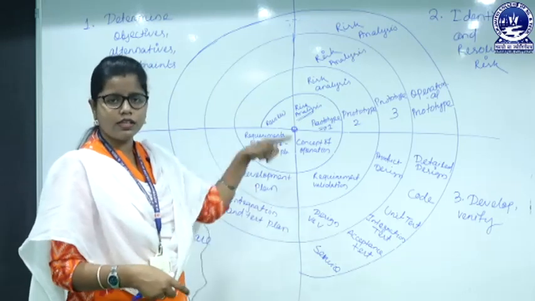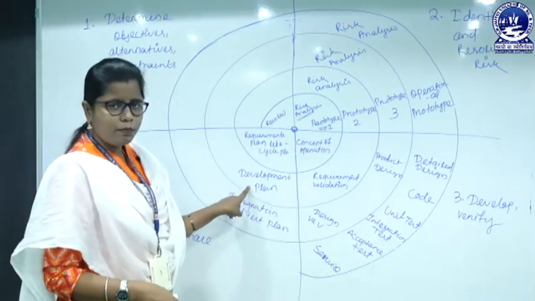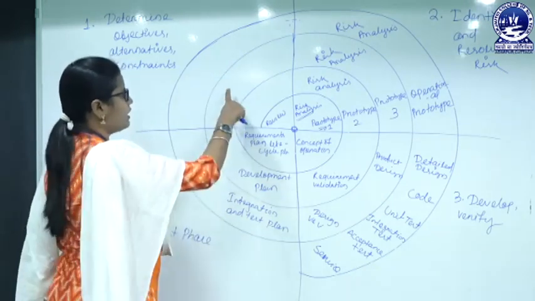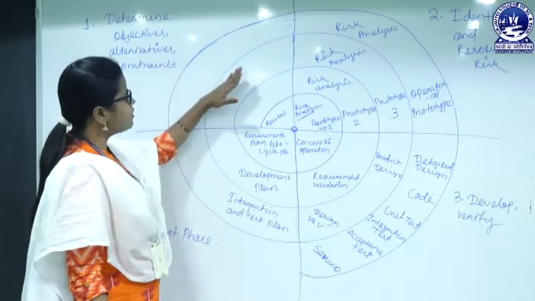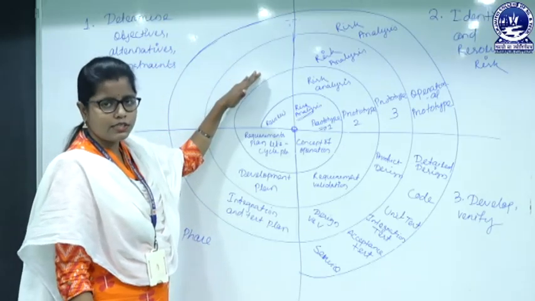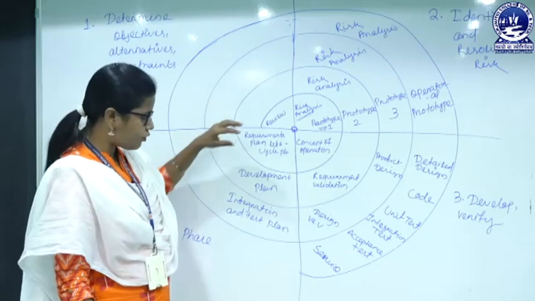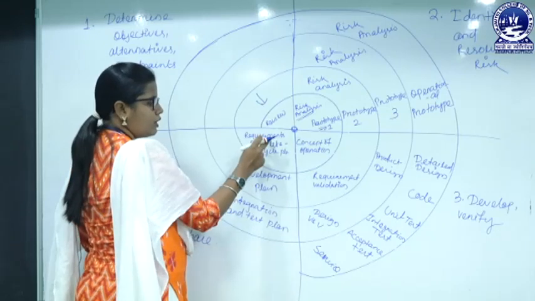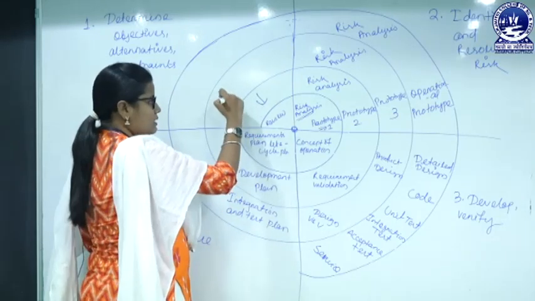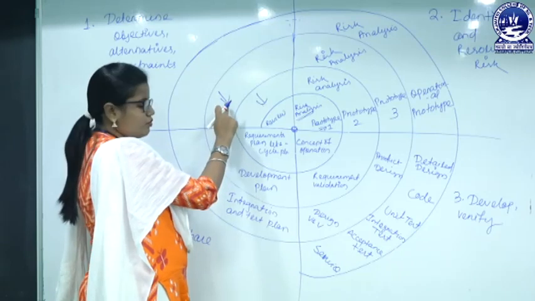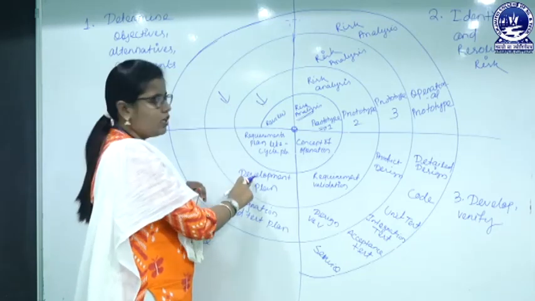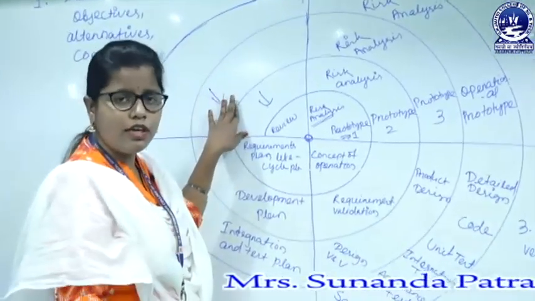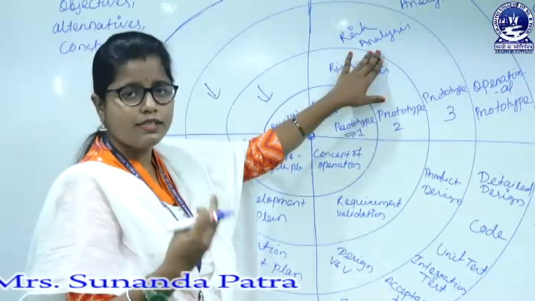So let's see how it is going to work. So in the development plan, that means we are planning for the development plan, then we will go to here, and here is the first quadrant. So we have to determine the objectives, the alternatives and the constraints for the development plan. Here we are concerned about the requirement plan, but in this phase we are concerned about the development plan. So after getting the objectives, the alternatives and the constraints, we will give those alternatives to the second phase.